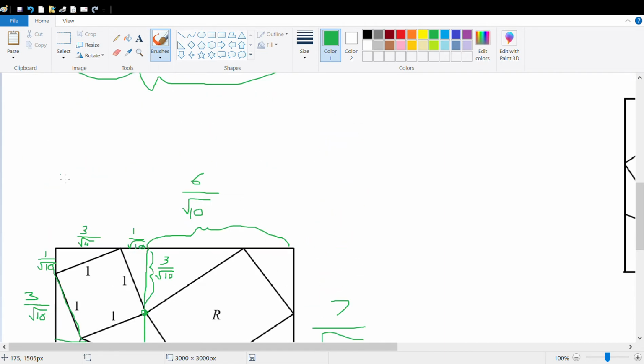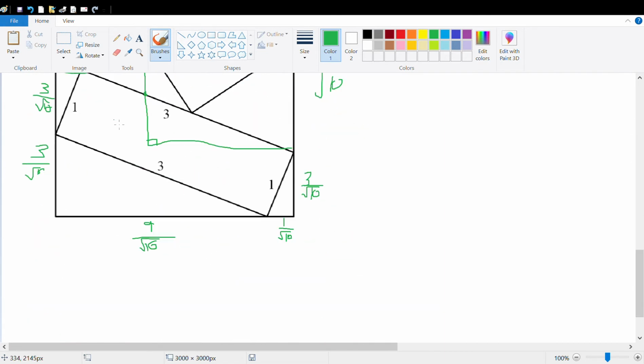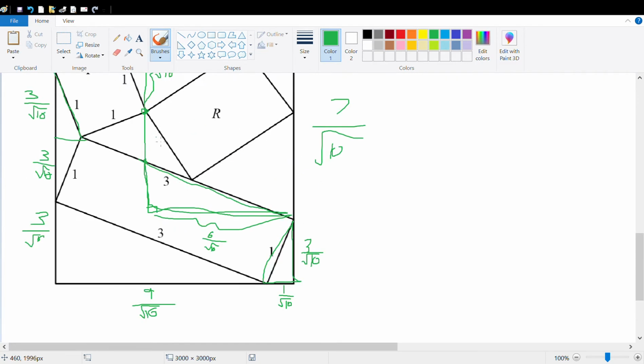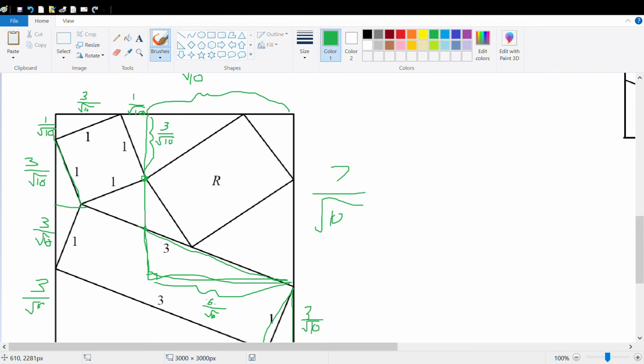And finally, we also know that since the bottom is 6 over root 10 here, 6 over root 10 here, this triangle here, you see this triangle here? It's actually similar to this one. All these triangles are similar. It's really good about this problem. Everything's similar. And so this is the 6 over root 10. This side length must be 1/3 of that, so it's going to be 2 over root 10.